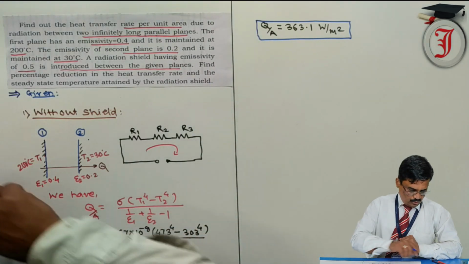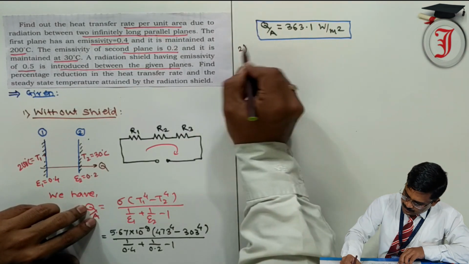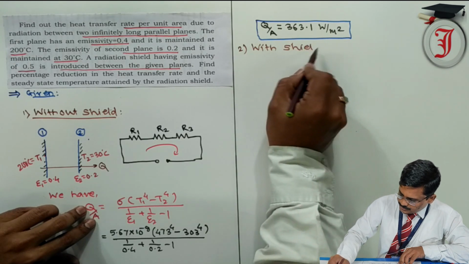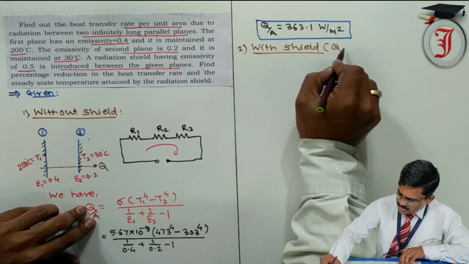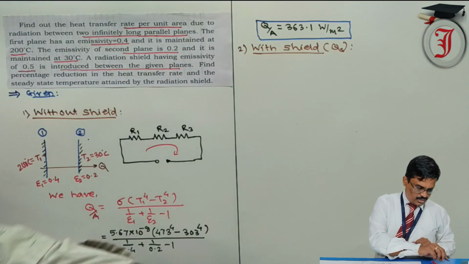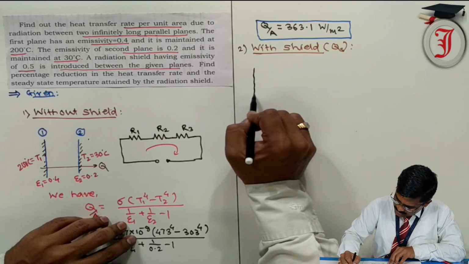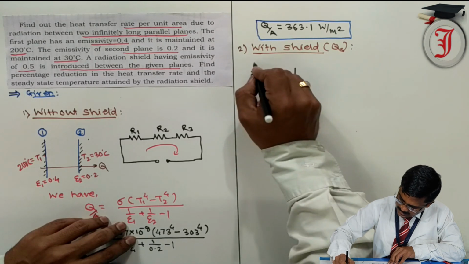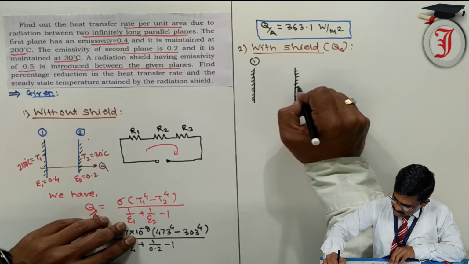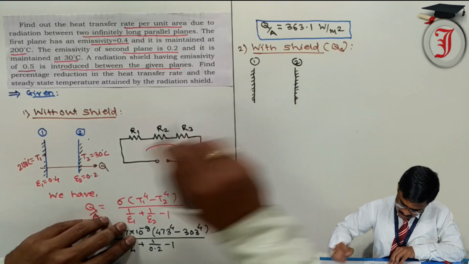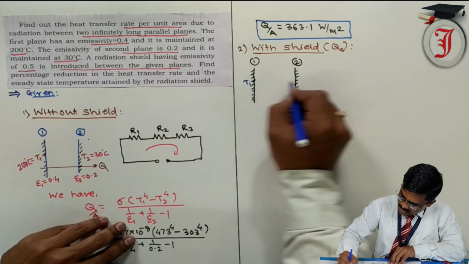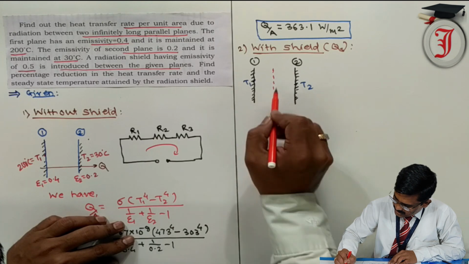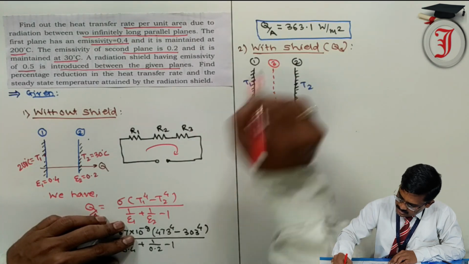So this is the rate of heat transfer without shield. Now we will solve the second point, with shield. Let us calculate the rate of heat transfer with shield, and assume it as QS. So this is the first surface, this is the second surface. The first surface is maintained at a temperature of 200 degrees Celsius and the second surface at 30 degrees Celsius. So this is T1, this is T2, and one shield is inserted in between these two surfaces. Let us consider this is the third.